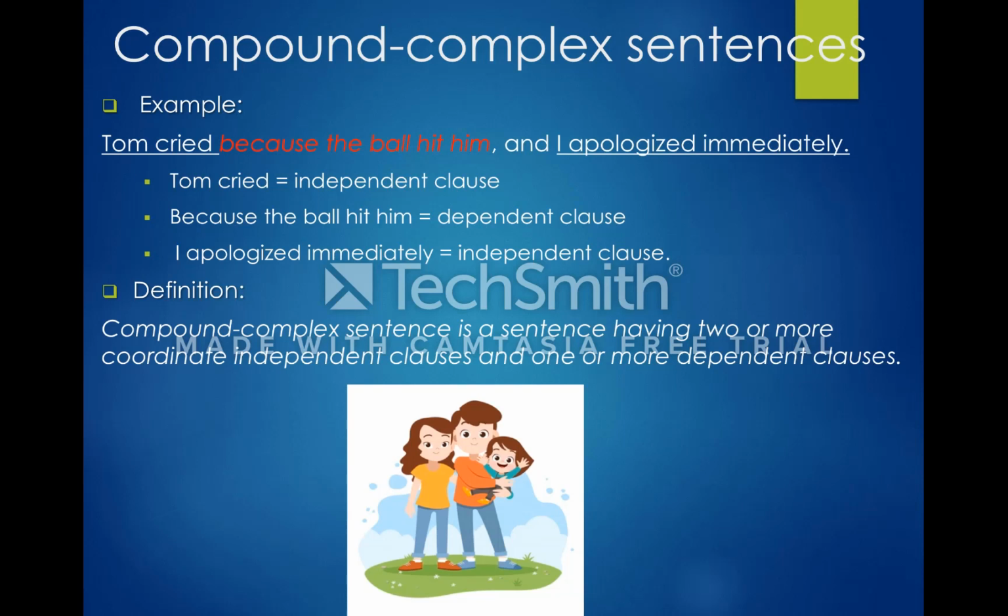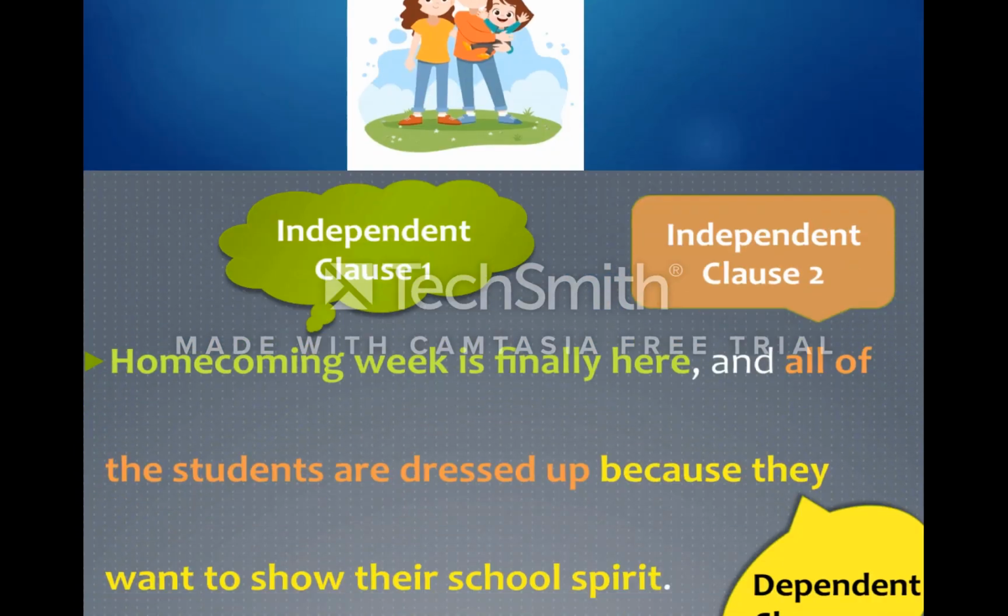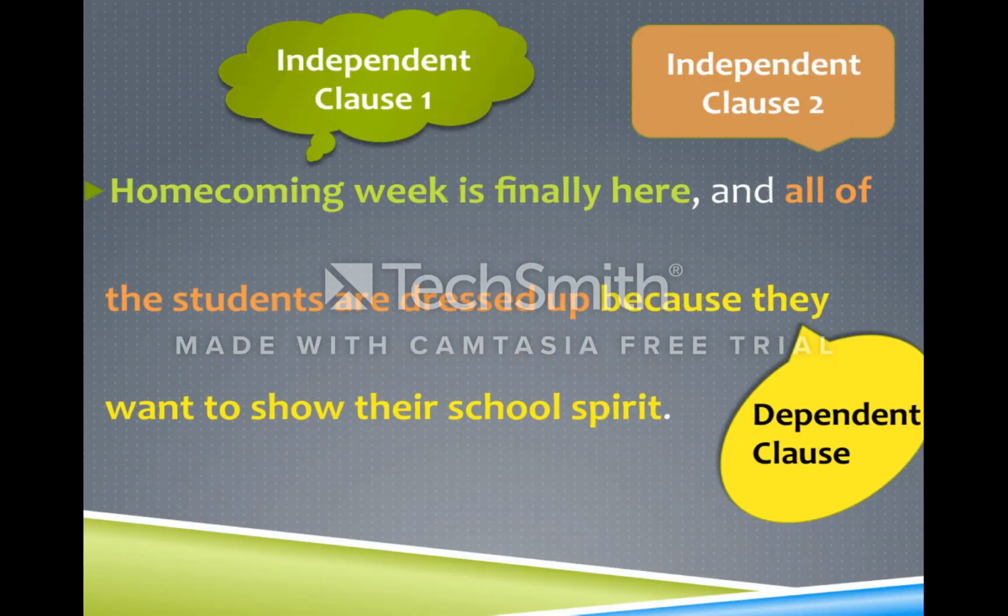Okay, now let's look at the definition. A compound complex sentence is a sentence having 2 or more coordinate independent clauses and 1 or more dependent clauses. Here is another example. Homecoming week is finally here, and all of the students are dressed up because they want to show their school spirit.